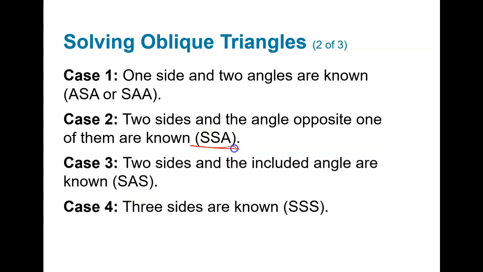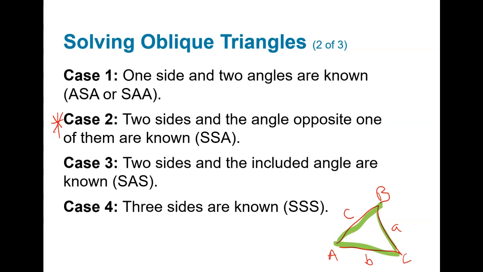I refer to case 2 as the pain in the SSA because case 2 is a problem case. We'll get to that shortly. But notice that it is spelled out SSA on purpose. We saw two sides and the angle between them when we were describing case 3. Case 4, obviously, is where I know all three side lengths. In all cases, 1, 2, 3, 4, we want to know all three sides and all three angles. That's what it means to solve an oblique triangle.